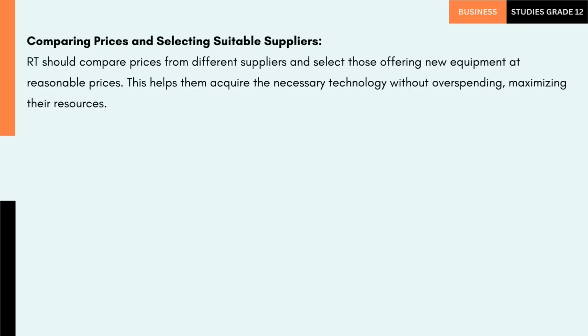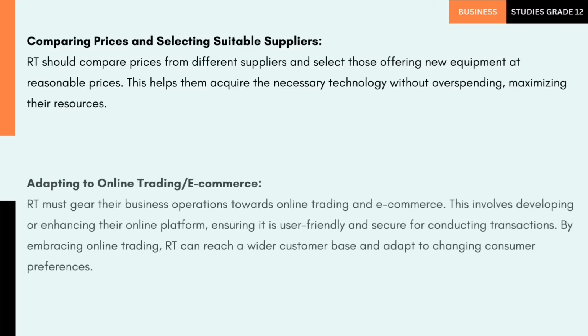3. Comparing prices and selecting suitable suppliers. RT should compare prices from different suppliers and select those offering new equipment at reasonable prices. This helps them acquire the necessary technology without overspending, maximizing their resources.